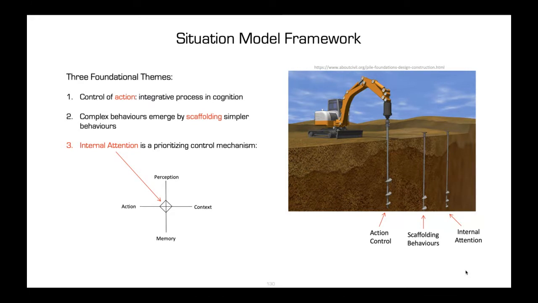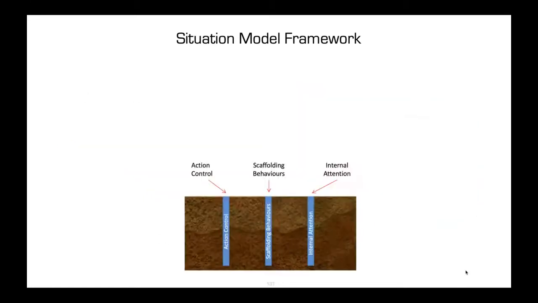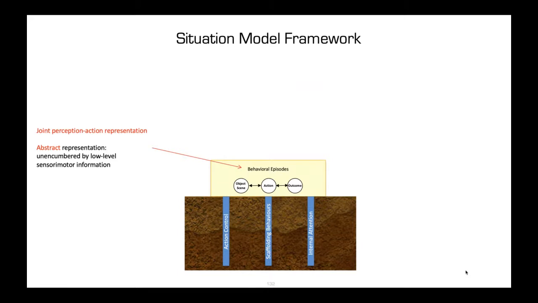You can also have different behaviors when you act in the world, and you can scaffold them. You can have simple behaviors and scaffold them together into more complex ones. And there's a lot going on in the world, and a lot going on in your cognitive system, so you need an internal attention system, which allows you to prioritize things. So these are the pillars, the foundations, for the situation model framework. And on top of that, the capstone, if you will, is a representational idea called a behavioral episode. This is important because it is an unusual representation: it combines actions and perceptions into one entity.